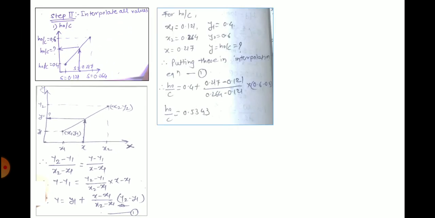Now for h0 by c, first of all I want to find out h0 by c from this graph. If I compare these two, x1, x, x2 and y1, y, y2, what will be the corresponding values? Your x will be the Sommerfeld number on the x-axis and y will be your h0 by c, that is the eccentricity ratio. We will find out the values and write down some data. So x1 will be equal to 0.121, the Sommerfeld number. X2, the other Sommerfeld number, is 0.264.